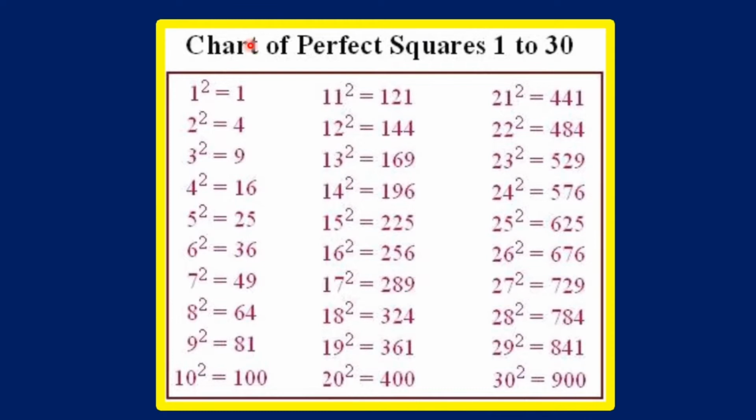This is the chart of perfect squares from 1 to 30. 1 squared is 1, 2 squared is 4, 3 squared is 9, 4 squared is 16, 5 squared is 25, 6 squared is 36, and so on. I-familiarize nyo na lang ang mga perfect squares nito dahil ito ay magagamit sa pag-determine ng perfect square trinomials.